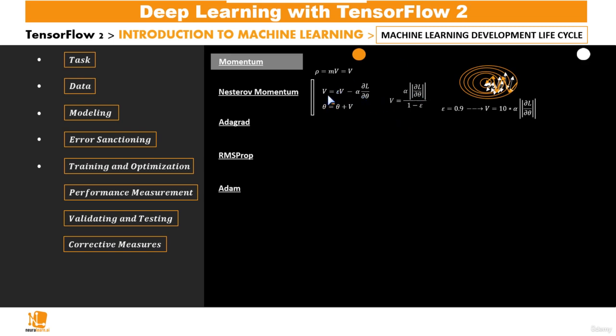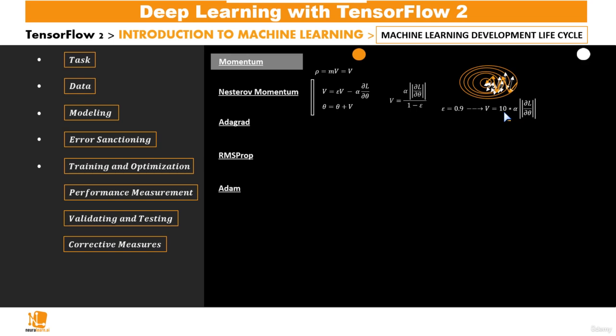When we make v the subject of the formula in this equation, we have this. So we have taken this to the side, we have v minus epsilon v, and then dividing all through by 1 minus epsilon, we have this. This is v equals alpha times the partial derivative of L with respect to theta divided by 1 minus epsilon, such that when epsilon equals 0.9, we have v equals 10 times alpha times the partial derivative of L with respect to theta.